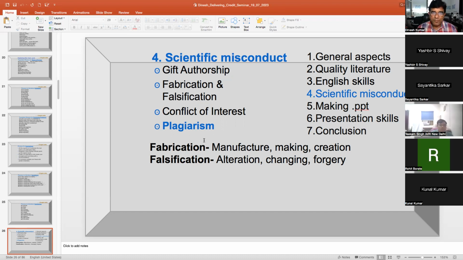The difference is that fabrication means manufacturing, making or creating. You have not recorded the data, you have not done anything, and you have just made up or created the data. That is fabrication. Falsification means you have recorded the data, you have the data, but you are making changes which are not ethically desirable. That is falsification. So they should not be done.